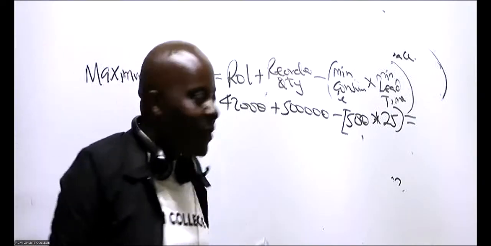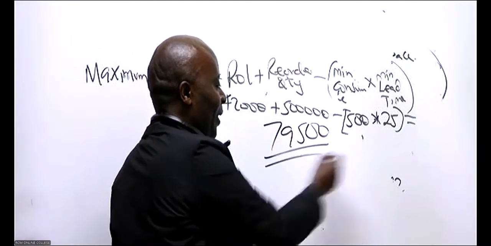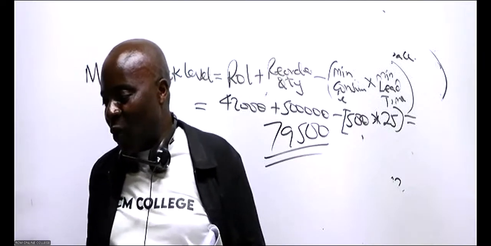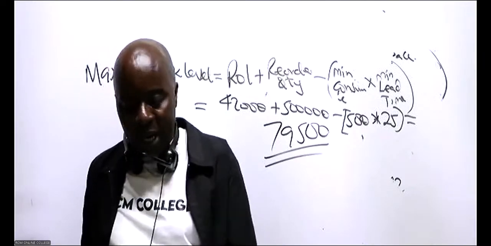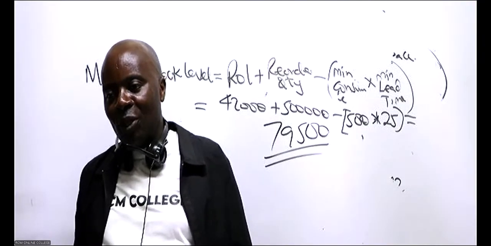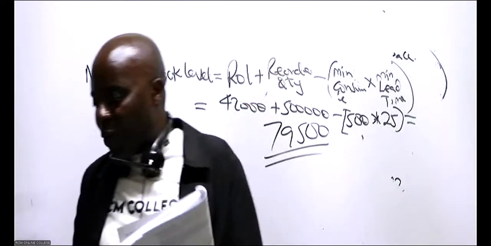$79,500. And of course, in an exam, you would have gotten this right. So then we can go straight away to the next one. The next one, they are calling it what here? Minimum stock level. So for minimum stock level, what do we do?